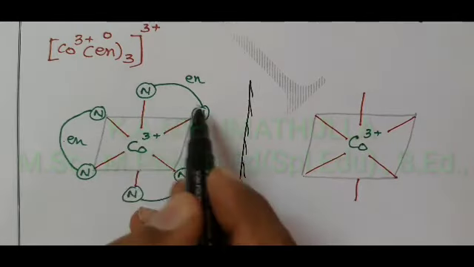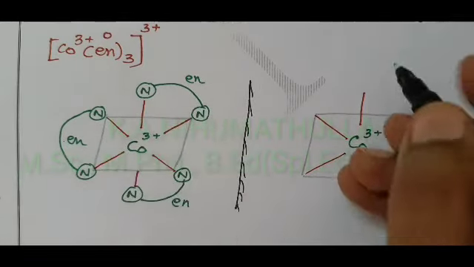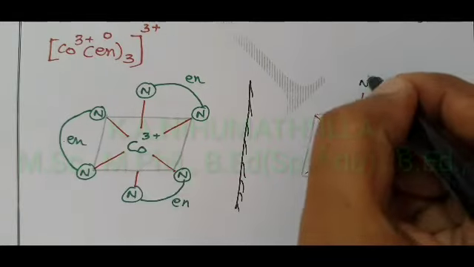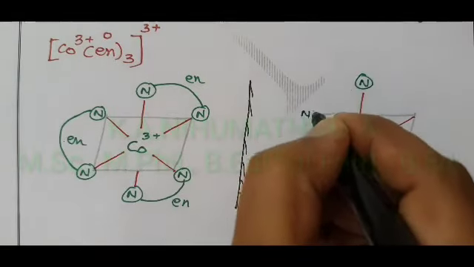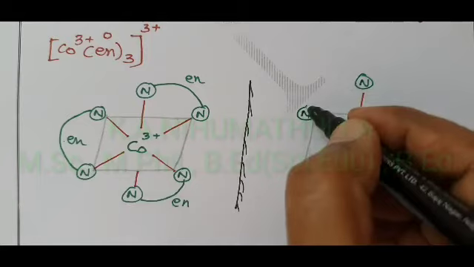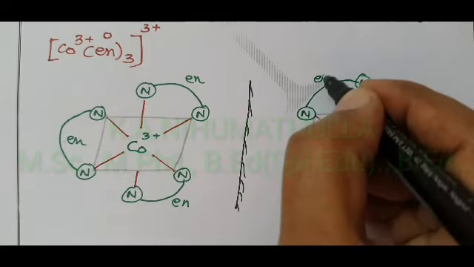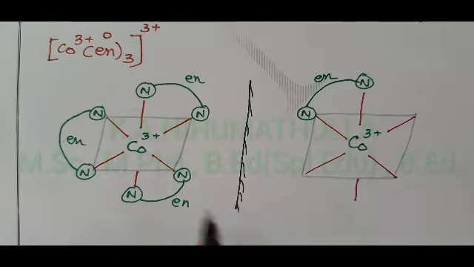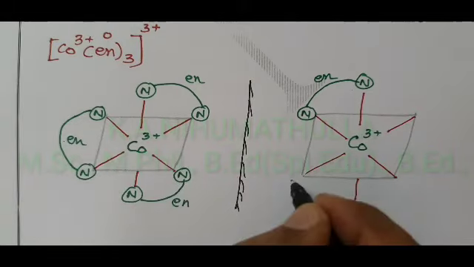This ethane 1,2 diamine in the mirror image is present here. Nitrogen donor atom, and when you join these two, En ethylene diamine is present. This ethylene diamine is present here.